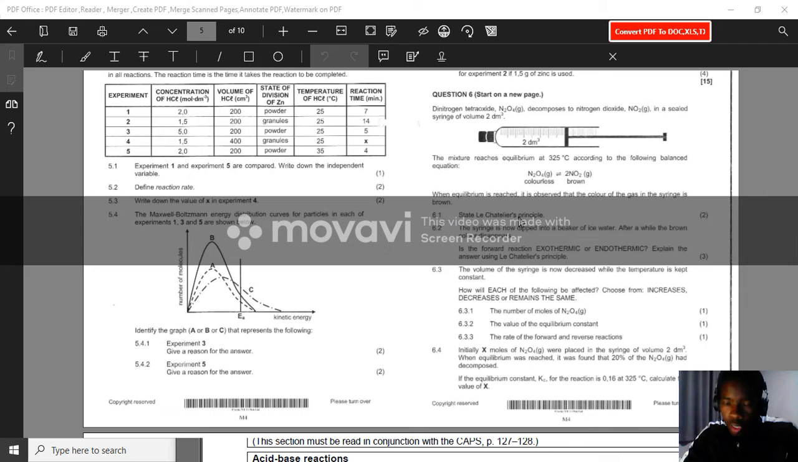So the first question: state Le Chatelier's principle. Note that if you are asked a question like this, a stating question, you have to state it using the exam guideline. So I will show you Le Chatelier's principle in the exam guideline just now.